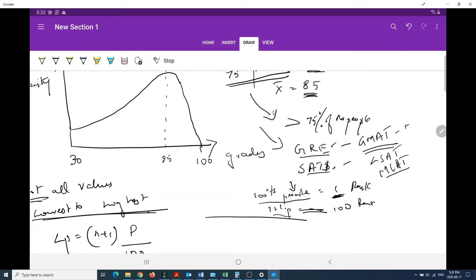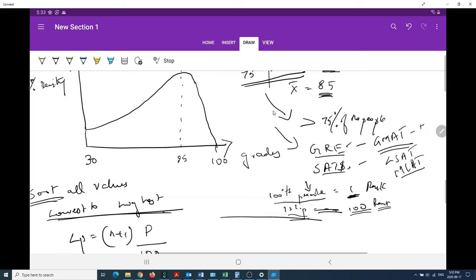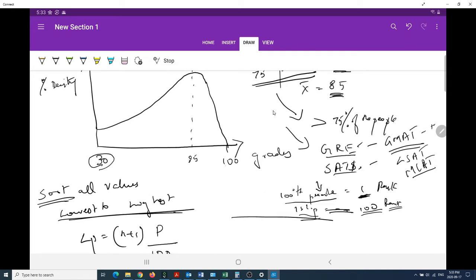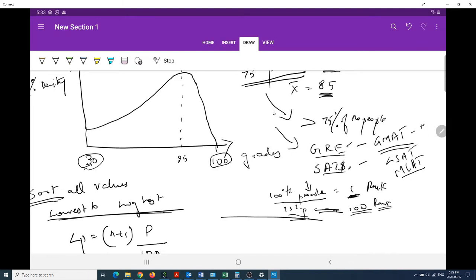And if you're at the first percentile, that means you're at the bottom of the barrel, right? You're the last rank, the last in grade. So here, the person who scored 30 is the first percentile, and the last rank, and the person who scored 100 is the 100th percentile and the first rank. Okay.